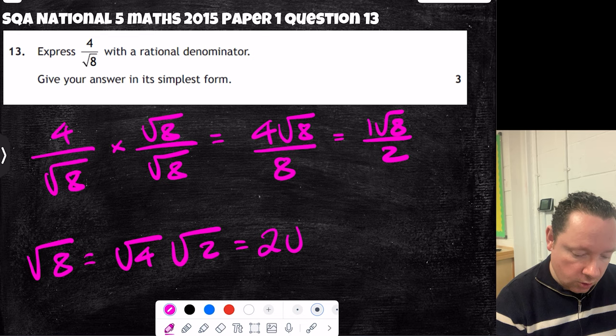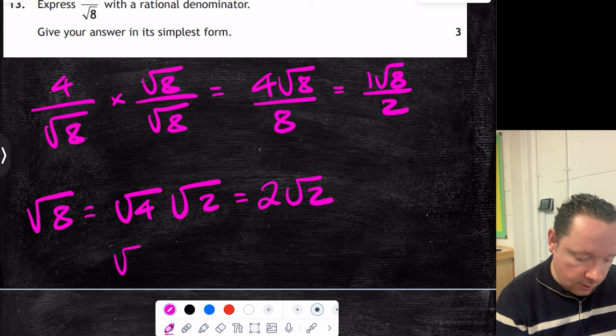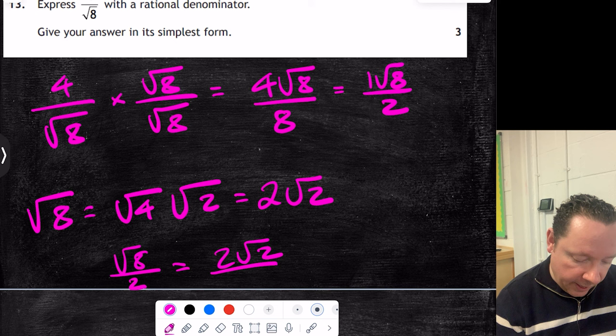So our third becomes, I'll just write this again, 1 root 8, root 8 over 2 we had. Well, root 8 is 2 root 2 now, and that's over 2. So now again, these are outside the root, so they can be simplified. 2 divided by 2 is 1. So that just gives me 1 root 2, and we're done there.